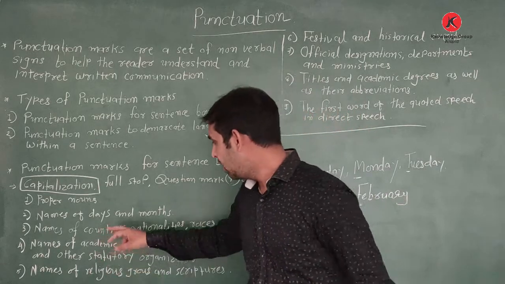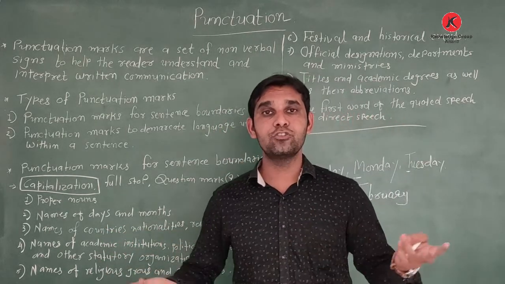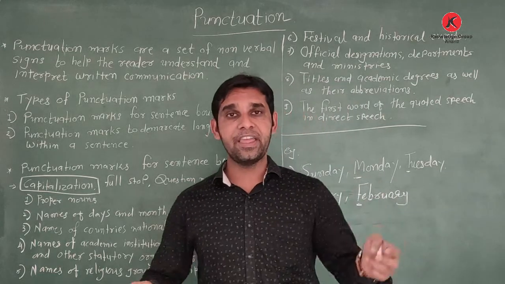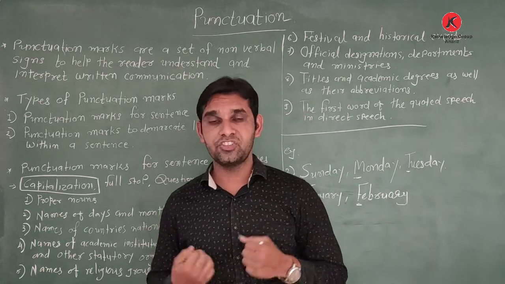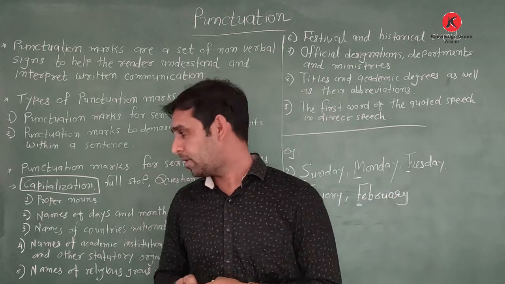Then names of countries, nationalities, races, and languages: English language, Gujarati language, Hindi language. Then the countries India, Australia, Japan, China. We write the first letter as capital.